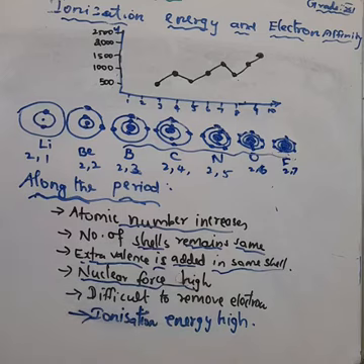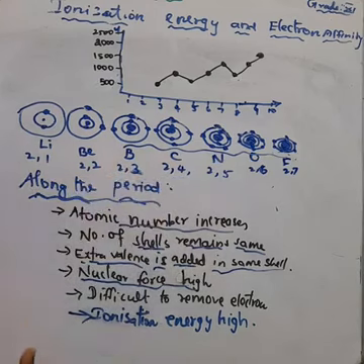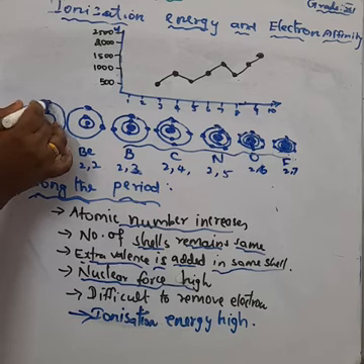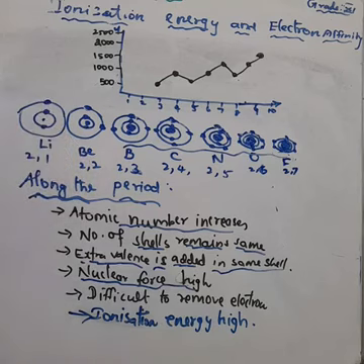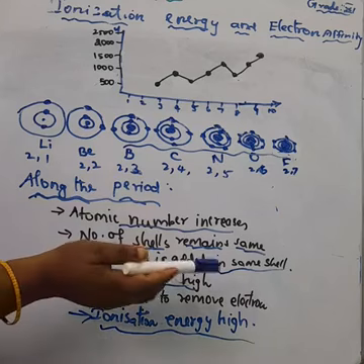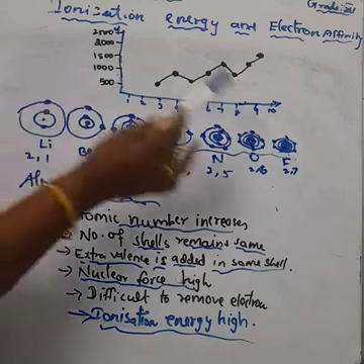When the atomic size decreases, the valence electrons are held tightly. Hence a greater force, a greater energy, is required to remove the valence electron. So the ionization energy will be high. When we move from left to right along the periods, the ionization energy increases.